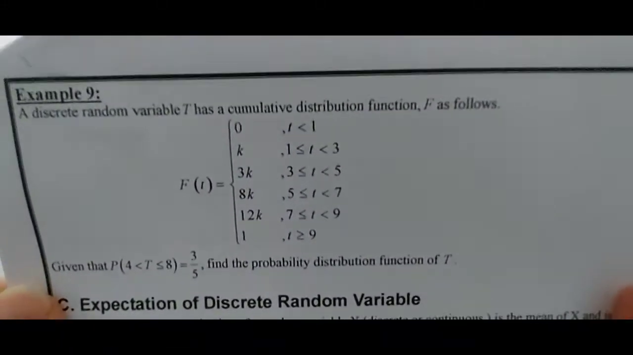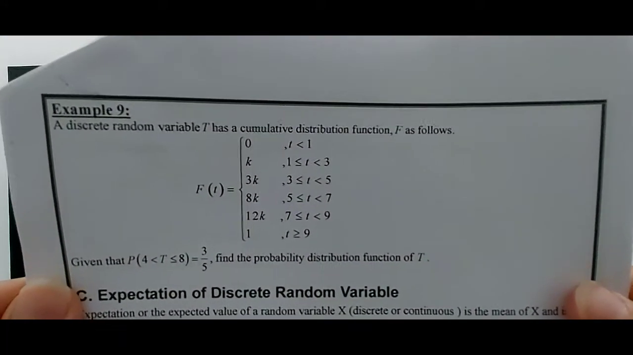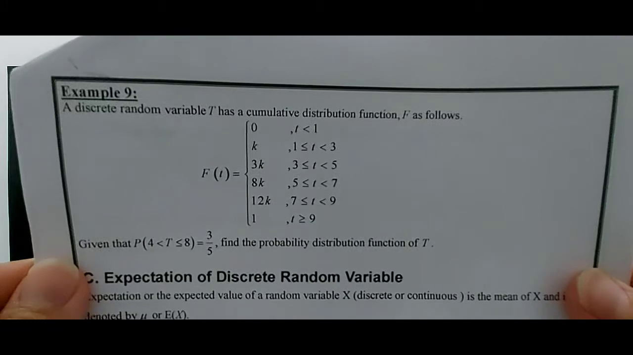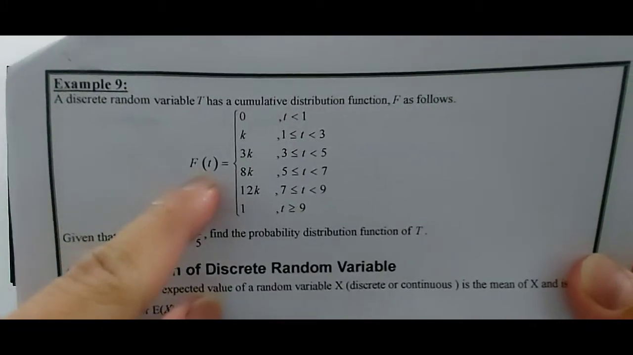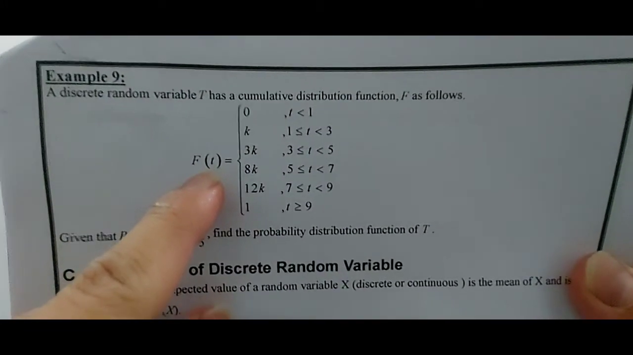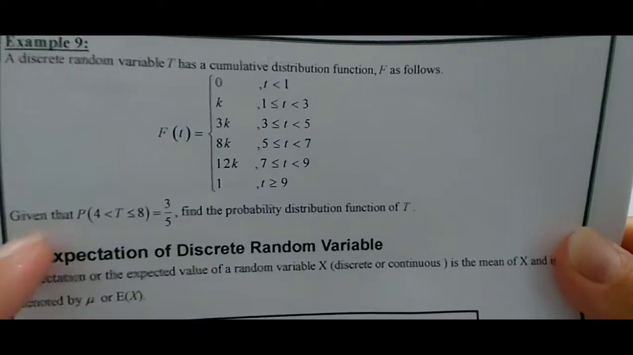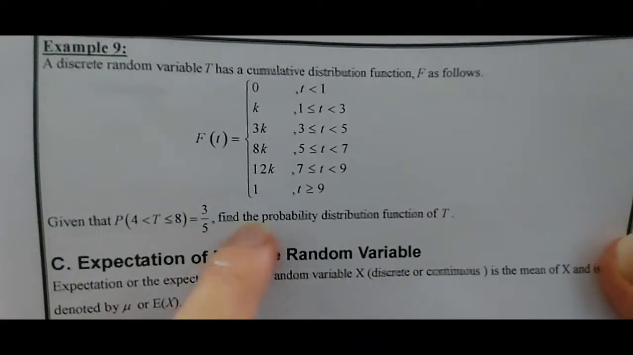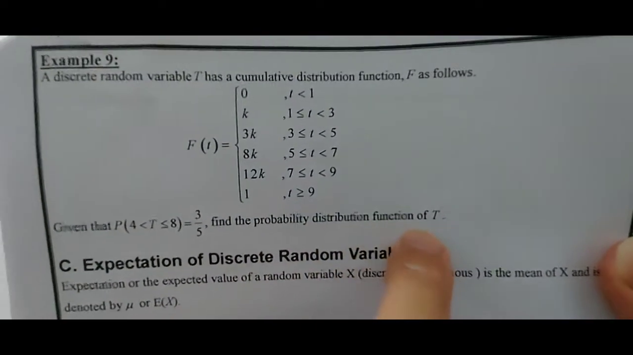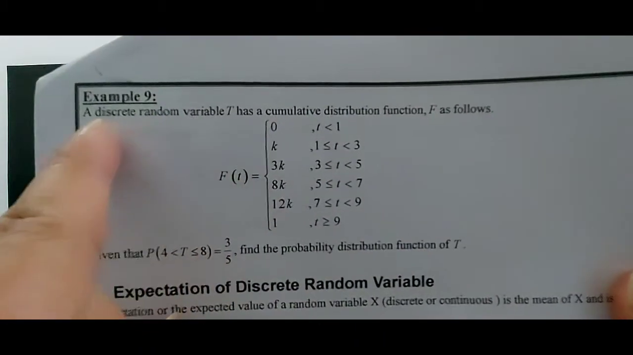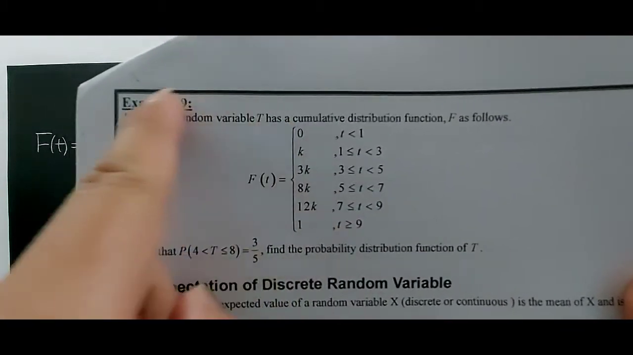Right, okay, let's look at these examples. A discrete random variable t has a cumulative distribution function. It's giving you the cumulative distribution function as follows. So given this information, find the probability distribution of t.